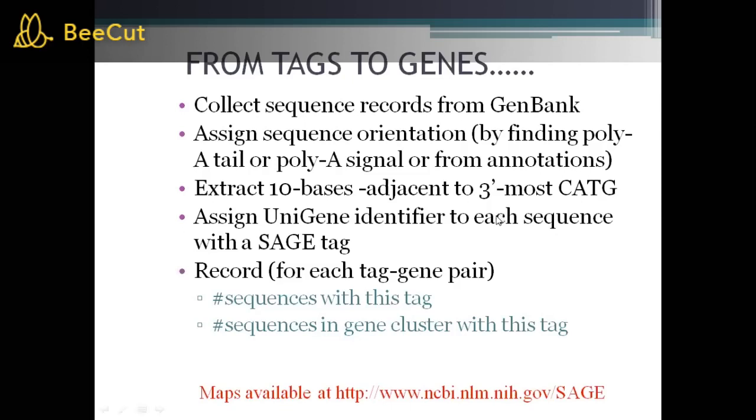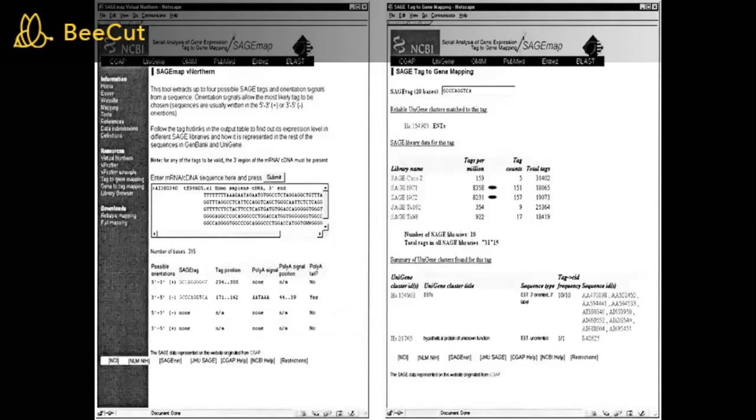From the tags to orientation, extract the adjacent sequence, and after that we have to find out the gene identifier for each tag, the gene tag.